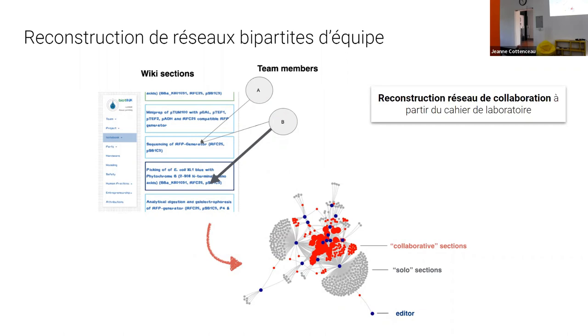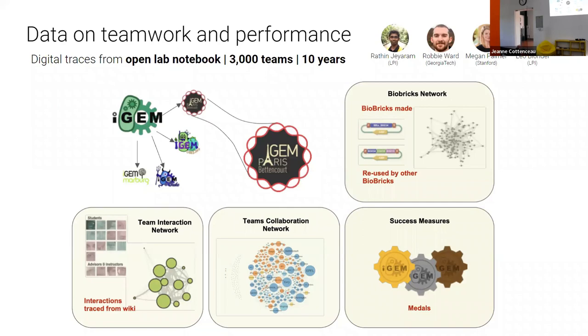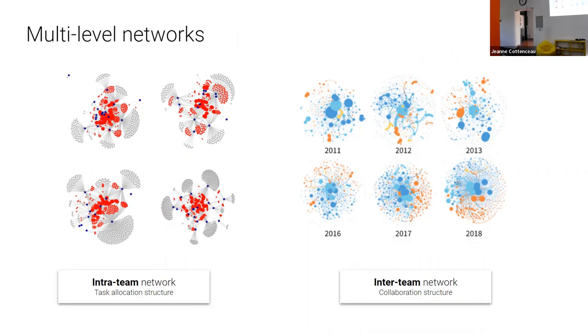And so we can reconstruct team networks, and because we have 10 years of data, we can do that for 3,000 teams. So we have all the networks for the teams. We also know which teams collaborated with which other teams, so we also have the whole ecosystem of inter-team collaboration. And we also know the success of the team, the performance. That gives us a view of intra-team structure, how people divide the labor inside the team, inter-team structure, which is how the teams collaborated with one another, and the performance of each team.